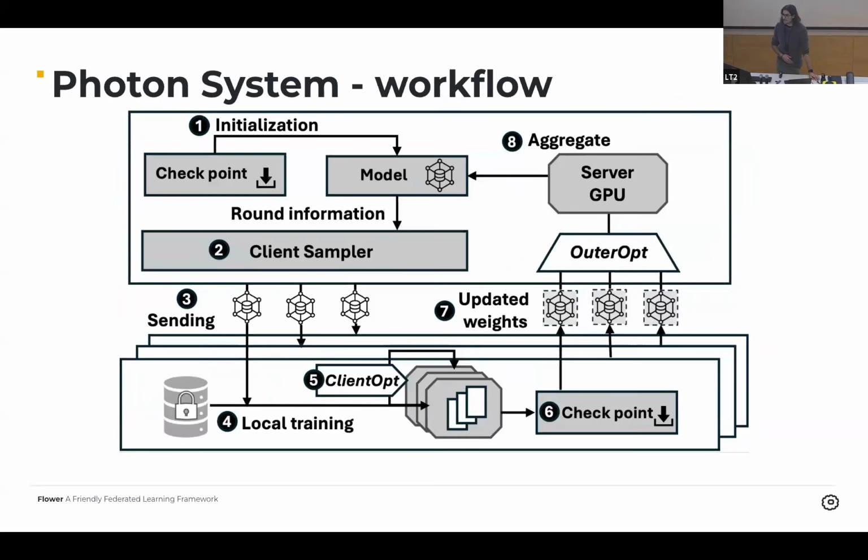The system workflow looks more or less like this. Everything starts from the server that produces the initialization. It's very important for the sake of convergence that all the clients start from the same initialization. So this must be given from the server itself.